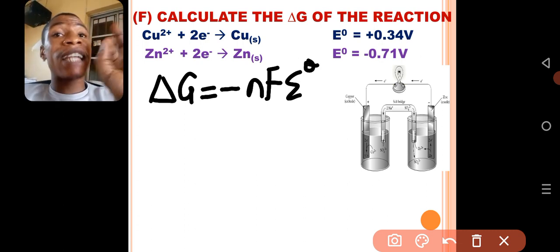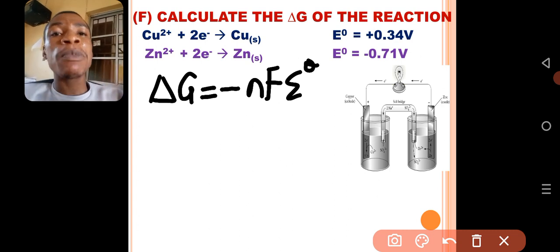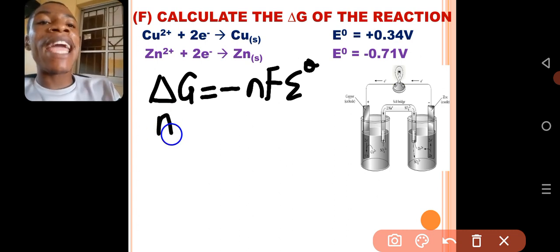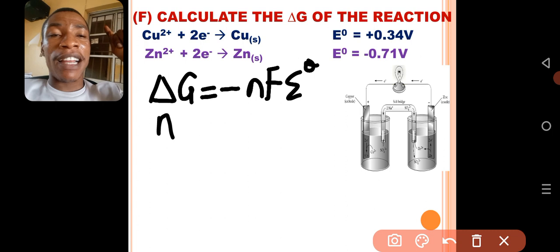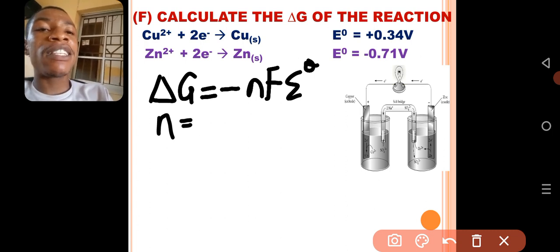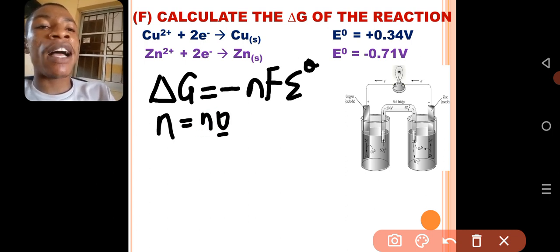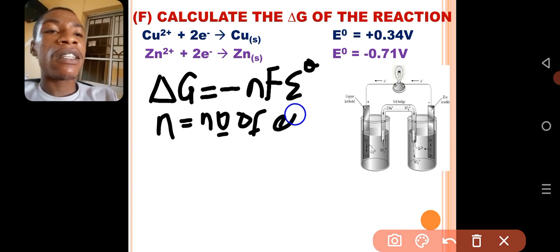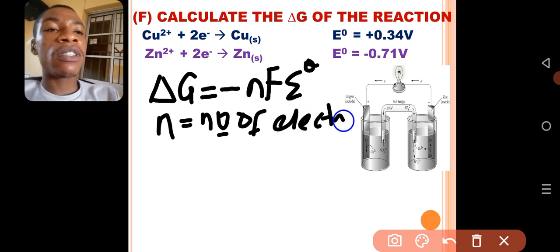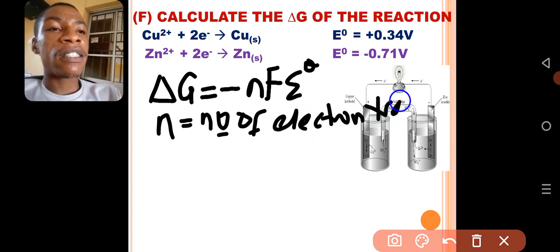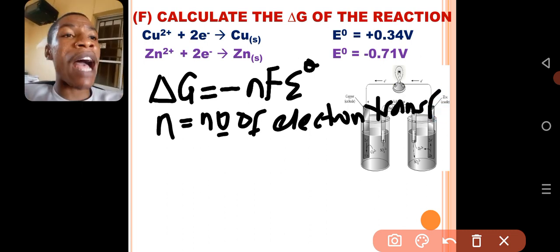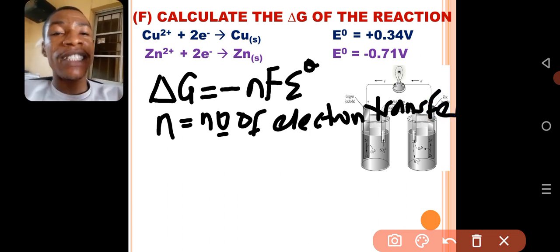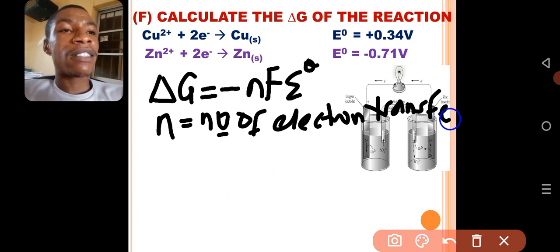So already, delta G, you know the meaning, is change in Gibbs free energy. N, that I was telling you before, is the number of electrons transferred. That's the number of electrons that cancels out. That's delta G. Take note of that.